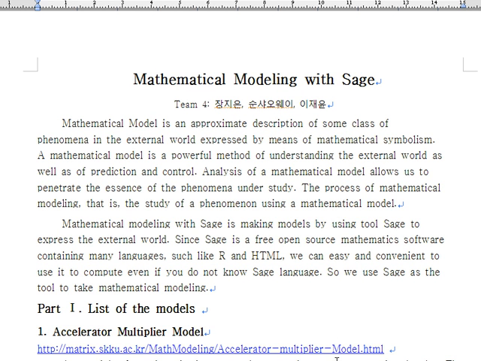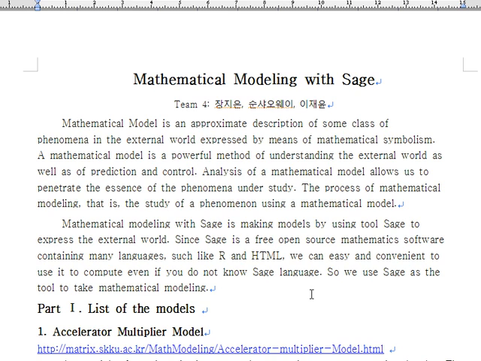Hello everyone. Our team four will be the first to give a talk to you, and our topic is mathematical modeling with Sage. First, let me introduce our project. Now, my talk will begin.